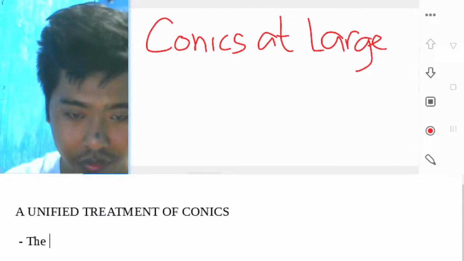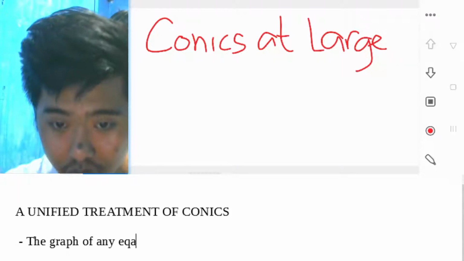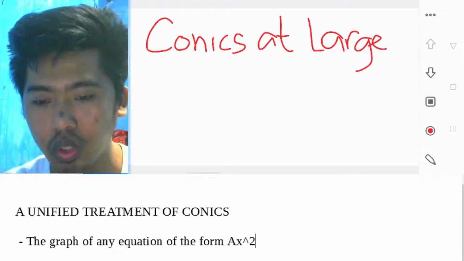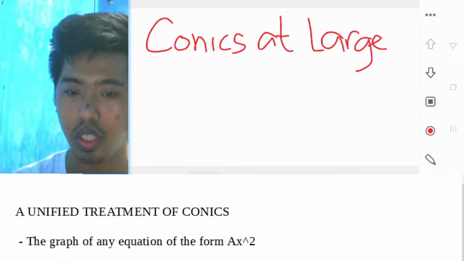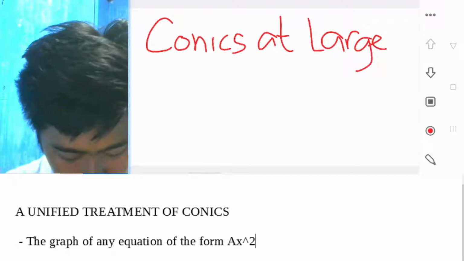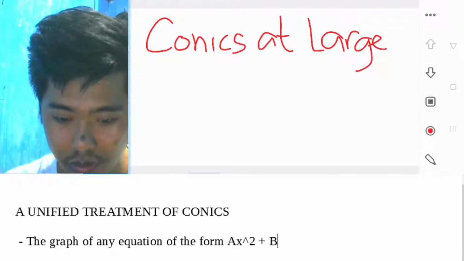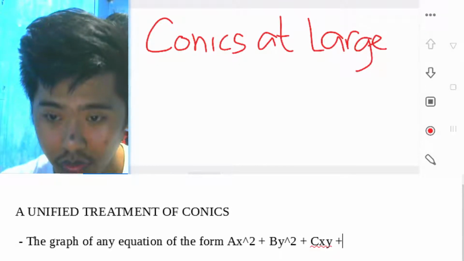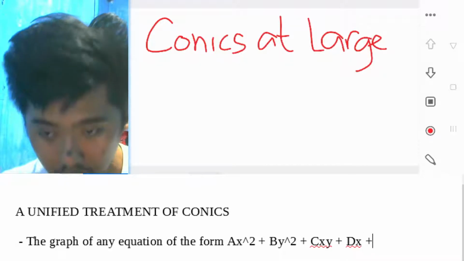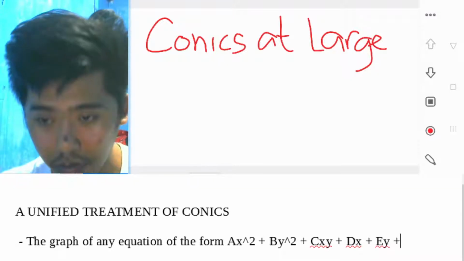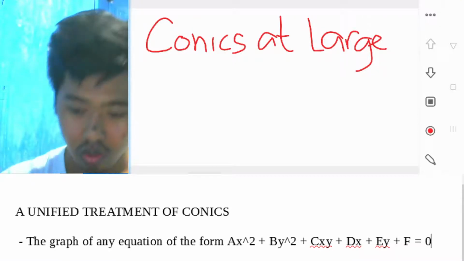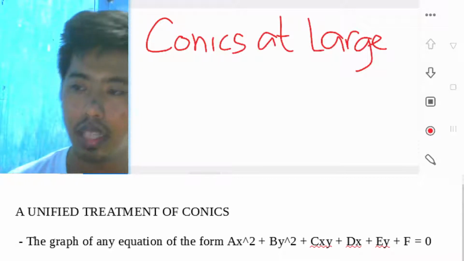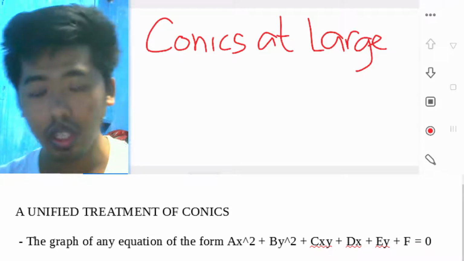The graph of any equation of the form ax square is the first term. If we put that into the general form, as you remember, plus by square, plus cxy, plus dx, plus ey, plus f equal to 0. Okay, so as you can see, ax square plus by square plus cxy plus dx plus ey plus f is equal to 0. That would be the general form, if you still remember, right?